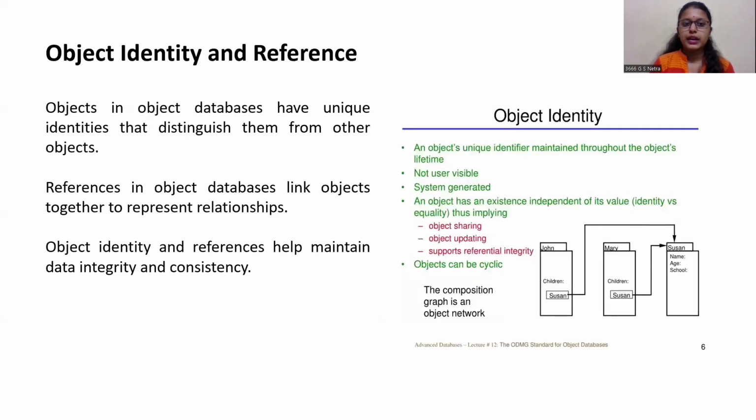Object identity and reference. Objects in object databases have unique identities that distinguish them from other objects. References in object databases link objects together to represent the relationships. Object identity and references help maintain data integrity and consistency.